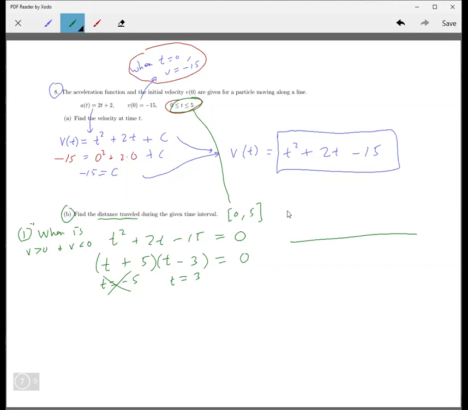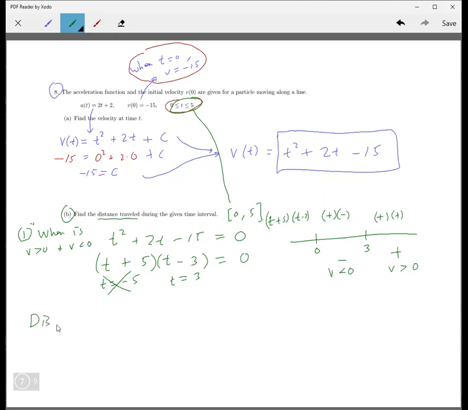Okay, so it actually starts out. Let's see here. So we have 3. Okay, so here we're going to put 0, and we're going to put 3. So we have t plus 5, t minus 3. So that's a positive times a negative here, and they're both positive here. So the product is negative here, and the product is positive here. So this is where the velocity is negative, and this is where the velocity is positive.